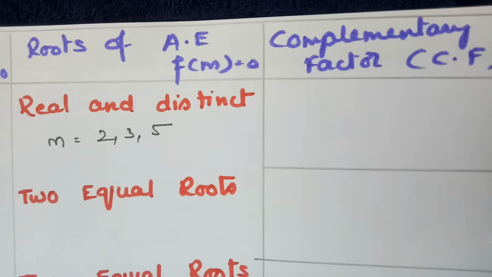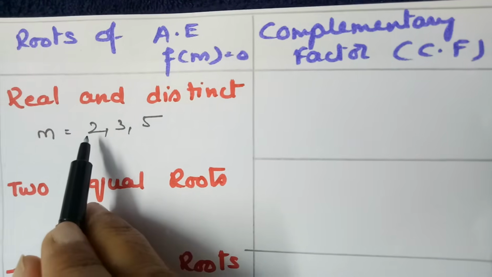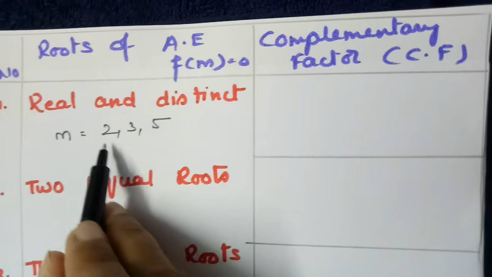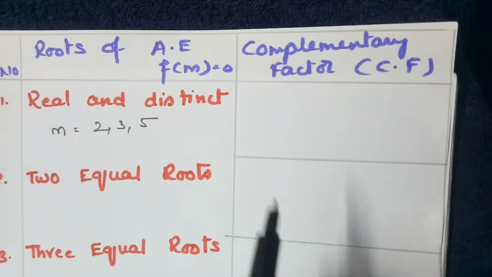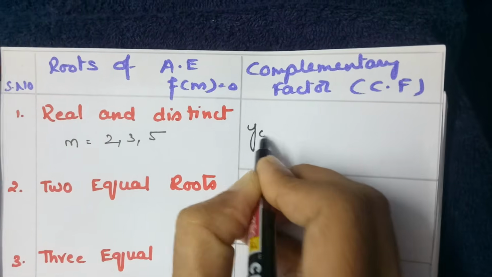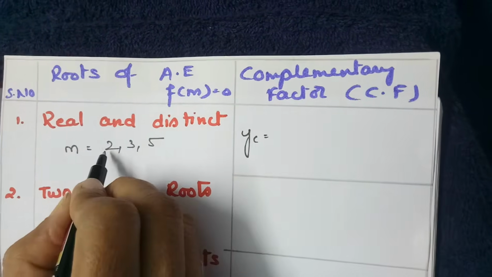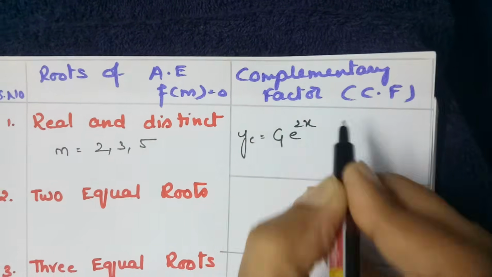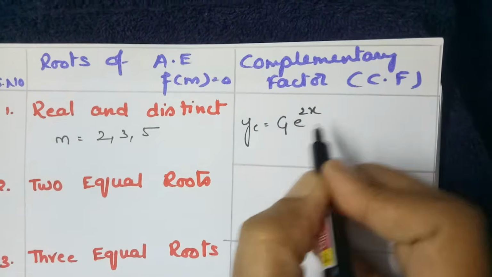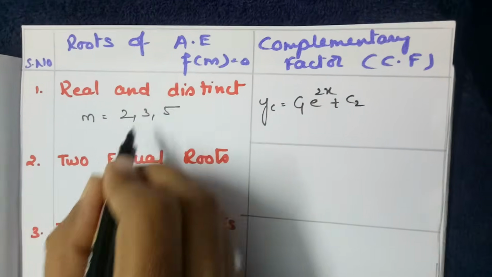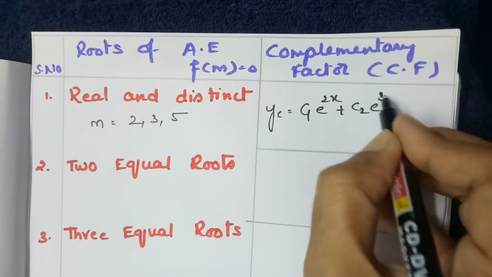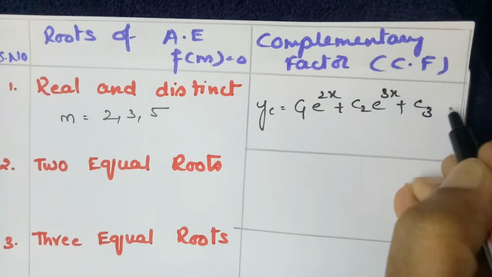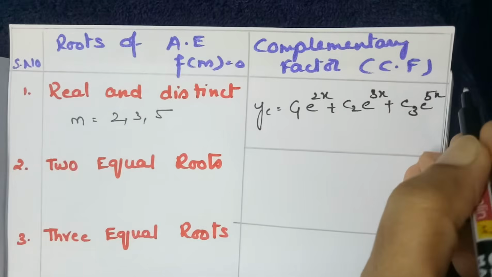you are getting. So for example, if I got the roots as 2, 3, 5. These are all real values and these are all different values. So how to write this complementary function? yc is equal to, for 2 I am giving one constant c1, and for 2 I am writing e power 2x. For 3 I am giving another constant c2, I am writing e power 3x, and for 5 I am giving another constant, that is e power 5x.